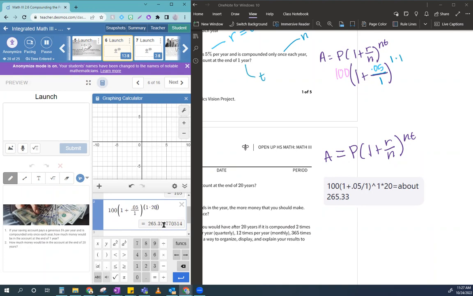So there's my answer, $265.33. Now, some people are going to cut it off and some people are going to round. Both are actually correct. It just depends on your bank. So there's your answer. It's about $265.33, right? Very good. Any questions on this? Very good.